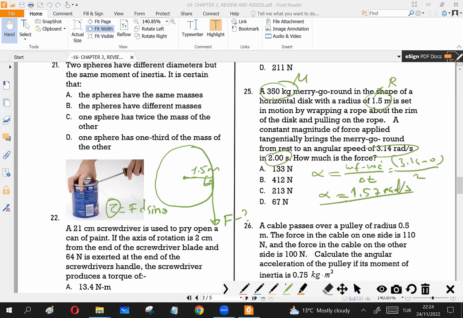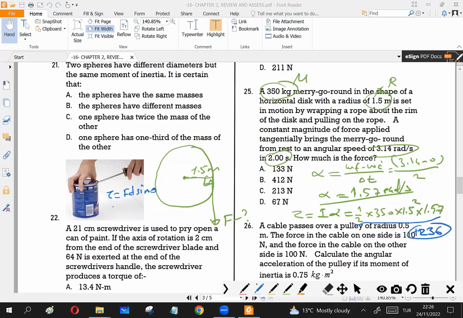So I know alpha, then I'm going to use Newton's second law for rotational motion to calculate the torque: I times alpha. It's a disk, so I is 1/2 M R squared. M is 350, R is 1.5 squared, multiplied by 1.57. So this is the torque produced by this force. How much torque is produced? Let's calculate that. Now let's write the torque in here. 1,236 is the torque. F is the question. Distance is 1.5. Sine 90 is 1, no need to write. Divide this number by 1.5.